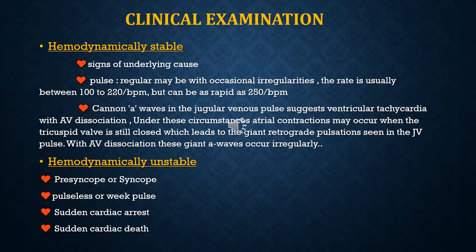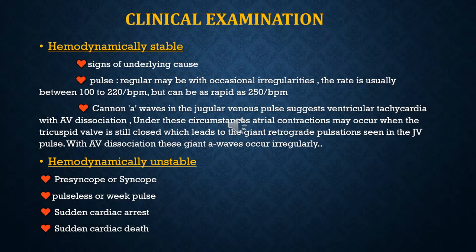Second, the pulse. What about the pulse? The pulse will be regular. VTAC has a focus or micro-reentrant circuit, which discharges at a regular heart rate but arises from the ventricle, so the QRS is wide or bizarre, and the rate is higher than the SA node, so the heart rate is more than 100 beats per minute. What's the normal heart rate? The usual heart rate of ventricular tachycardia is between 100 and 220 beats per minute, but it may reach 250 beats per minute. So the pulse is regular with a high rate from 100 to 220 or 250 beats per minute.